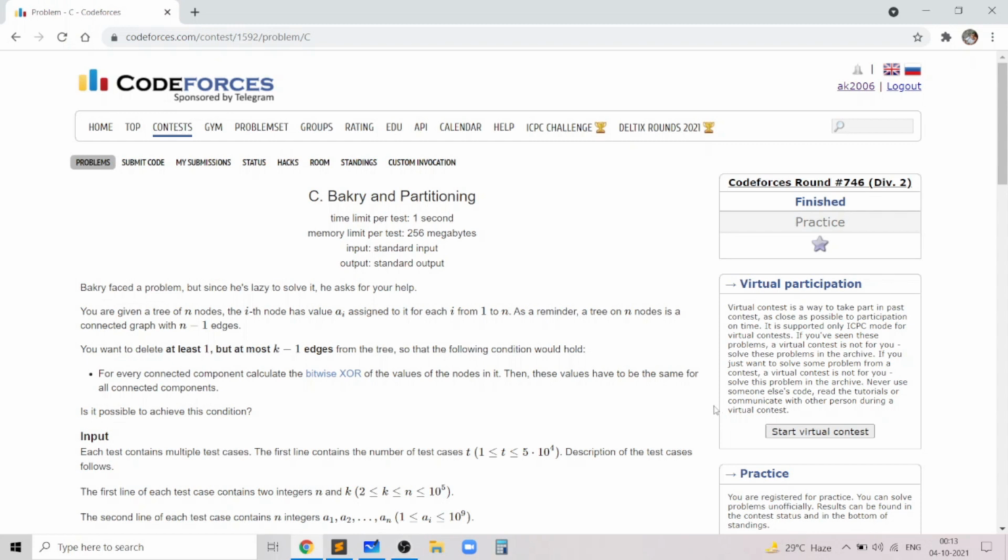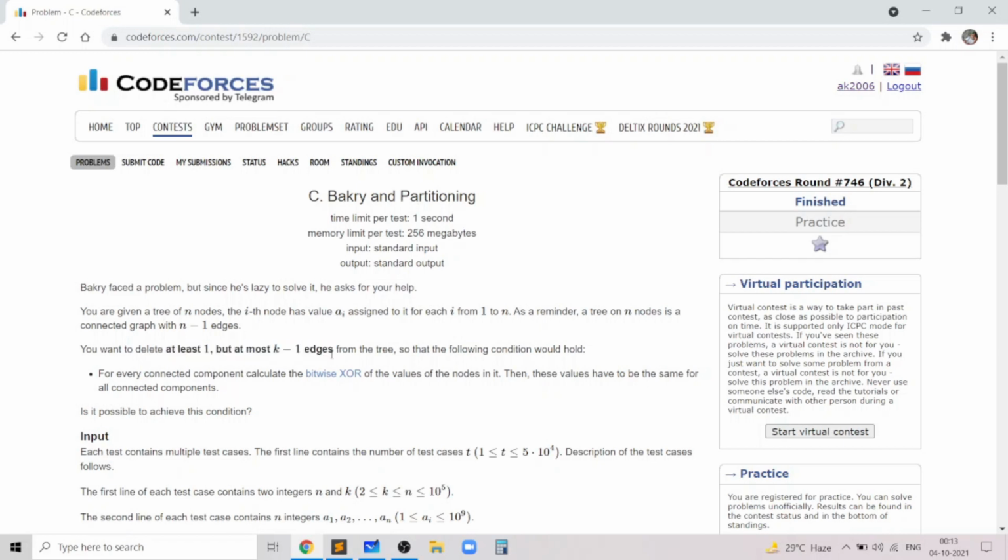Hello everyone. In this video, I will go over my solution to the problem named Bakery and Partitioning taken from today's Codeforces round. This problem is an excellent problem on dynamic programming on trees and on handling connected components in a tree formed by deleting some number of edges.